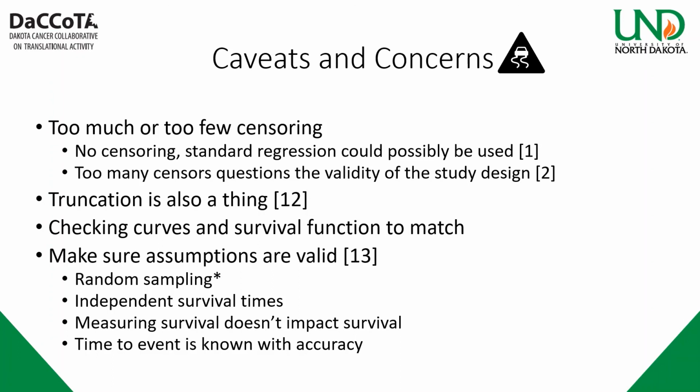Another assumption is the time to event should be known with accuracy. It shouldn't be like, well, we think they died sometime between this year and this year. It should be pretty exact. And then the other thing is the censoring mechanism is random. We already talked about censoring, where if people drop out of the study, it should be at random. It shouldn't be systematically biased because of your study design or whatnot. So we need to keep those in mind.